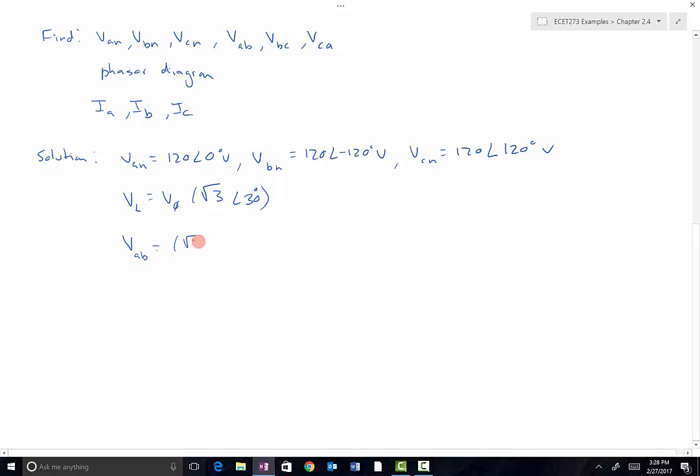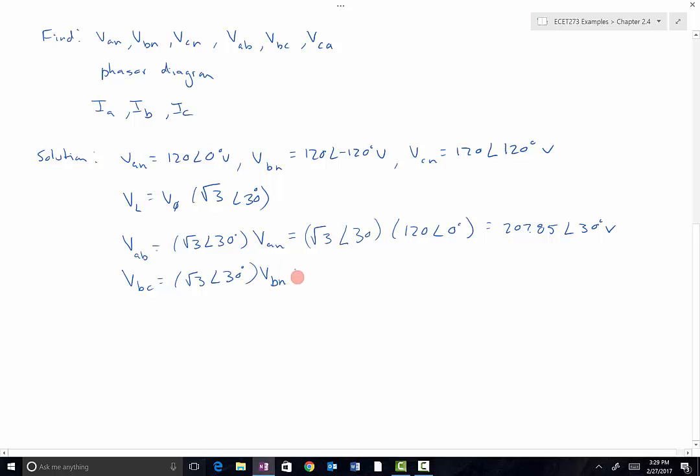So we've got 3 of those. VAB is going to be equal to root 3 at an angle of 30 degrees times VAN. And so that's root 3 at angle 30 times 120 at angle 0 degrees. And that's going to give me 207.85 at an angle of 30 degrees volts. VBC is going to be equal to root 3 at angle 30 degrees times VBN, and that's going to be equal to radical 3 at angle 30 times 120 at angle negative 120. That's going to give me 207.85 volts at an angle of negative 90 degrees.